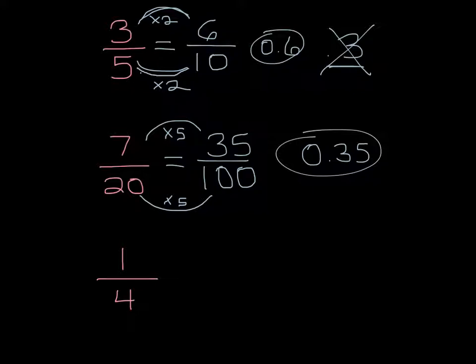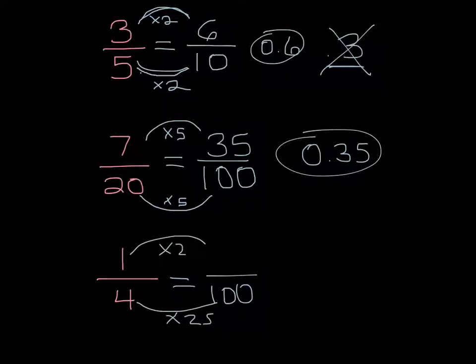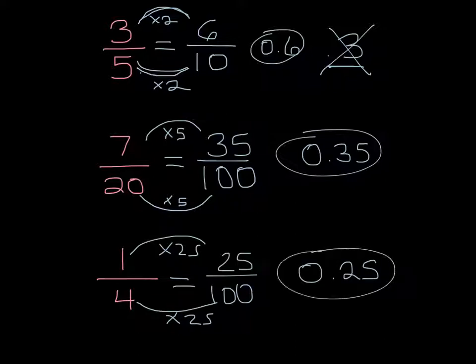Now let's look at the next one, 1/4. I'm going to make the denominator 10, 100, or 1,000. 10 is not going to work, but 100 will work because 4 times 25 makes 100. So I multiply the numerator times 25. 1 times 25 is 25. So 1/4 equals 25/100, and I can write that as a decimal.